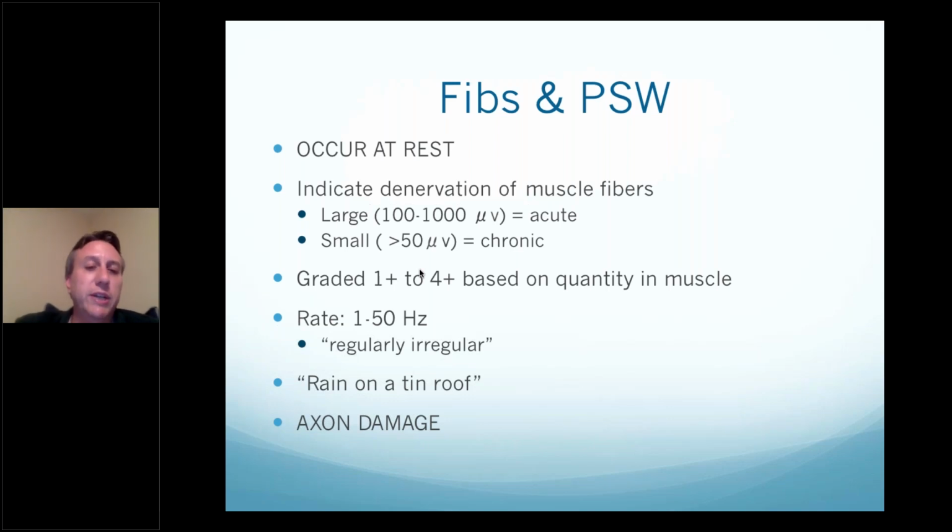And they always signify axon damage. There's very few always in all areas of medical practice, or PT practice. This is one exception where fibs and positive sharp waves always mean axonal damage. So they always mean that there's a problem with the axon. So that's the fibs and positive sharp waves. Any questions on that so far? Nope, it's good. Okay. All right.